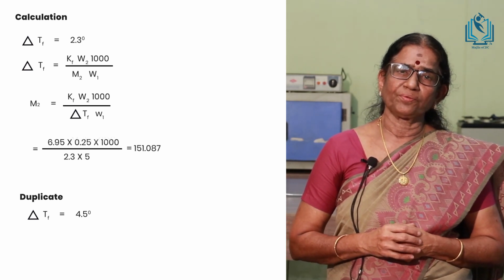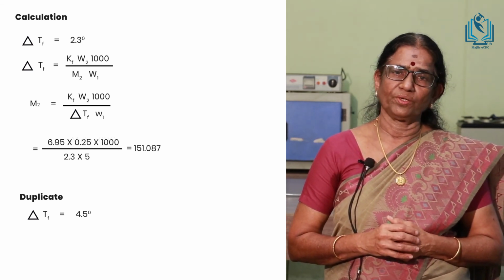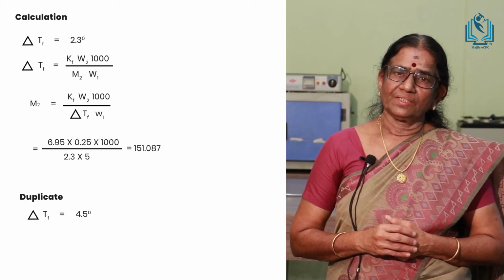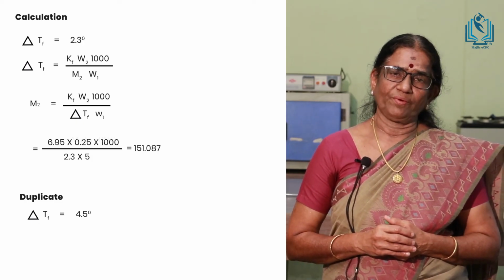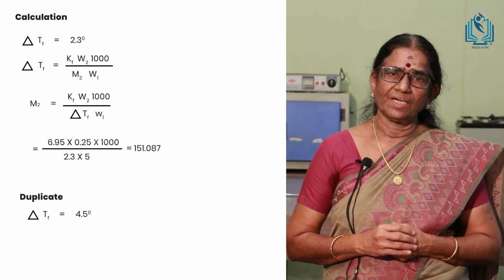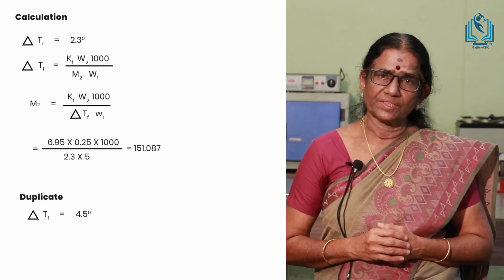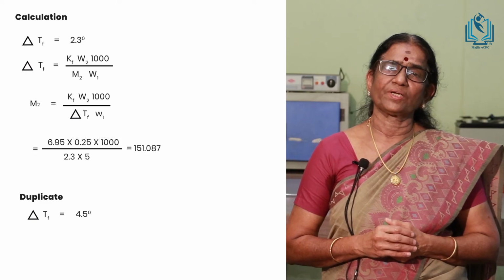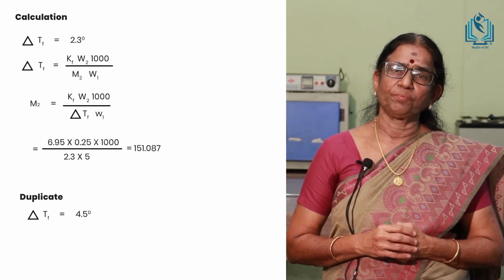Then W2 is 0.25 gram solute. Then W1 is 5 gram. So, substitute all the values and you will be getting the result as 151.087. So, that is a molecular weight of the given solute B.